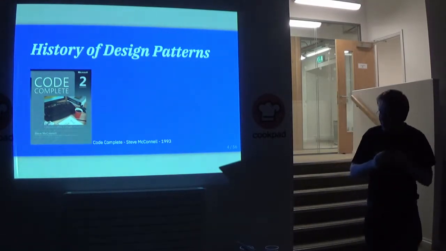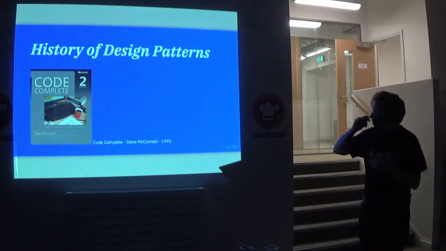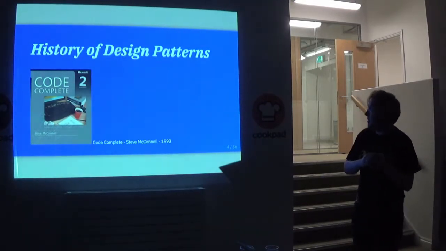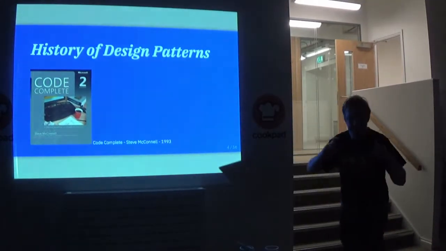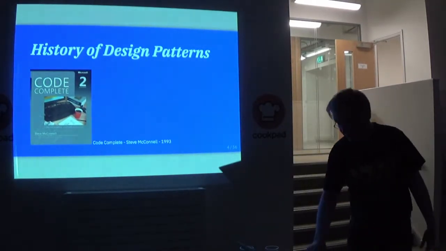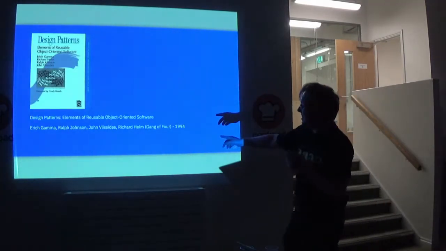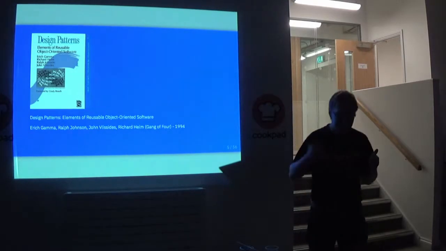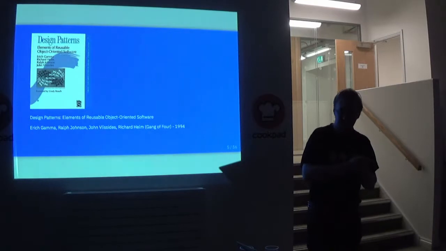Design patterns, as a concept, started to arrive in 1993. This book, Code Complete, you can see up here, was published by Microsoft. It's a really big book. It's really rigorous. Like, really don't read it. But the year after that, 1994, this book came along. It's got a really long name, but everyone just calls it The Gang of Four.